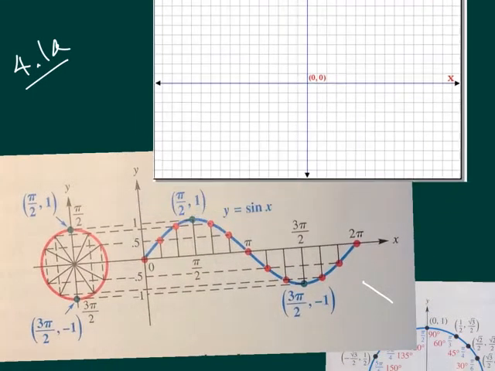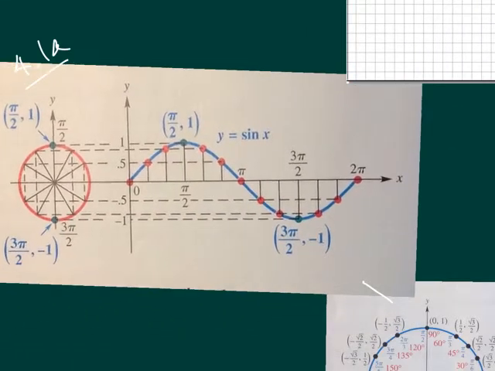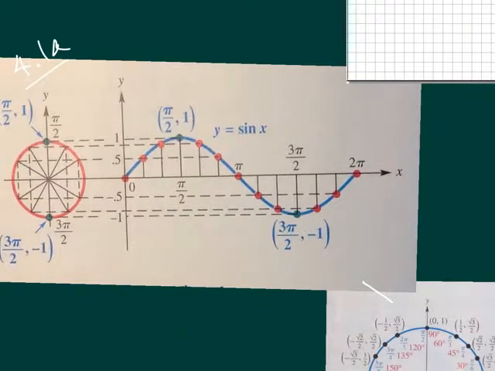Let me get some of this out of the way here. This is the sine wave, and notice it goes up, and then down, and then up again. So that's what we're going to be doing, drawing sine waves. We're going to be moving from this unit circle into making it look like a sine wave, and later on a cosine wave.